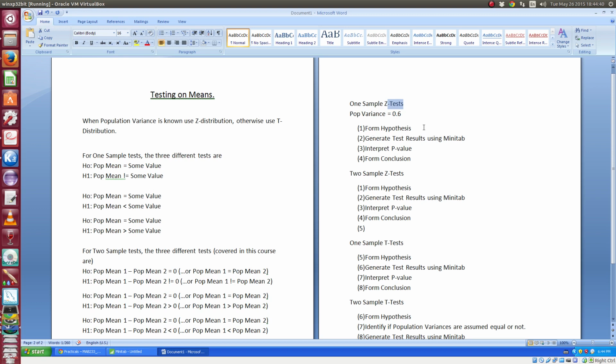So we see here we need to form our hypothesis, then we generate our test results using Minitab, interpret a p-value, and then form the conclusion based upon that. Now, forming the hypothesis depends upon what sort of question that we want to ask. So if we want to test whether or not it's equal or not equal to some value, then we'd use this test. If we want to test whether or not it's greater or less than some value, then we would use one of these tests.